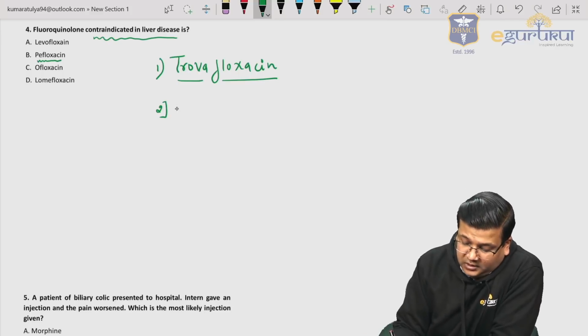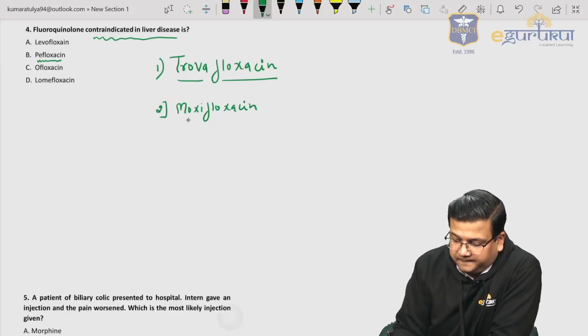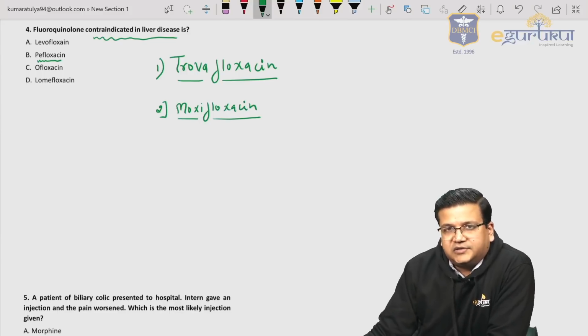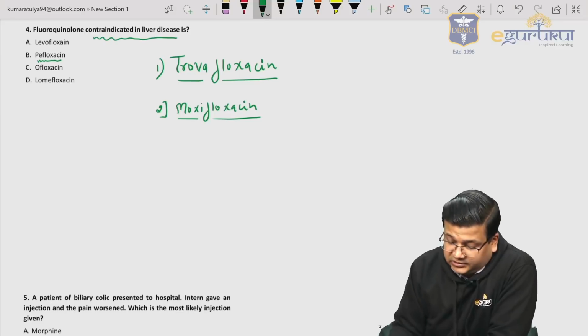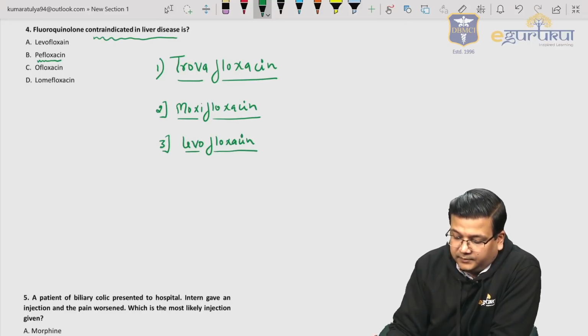What are those two? One is moxifloxacin. So moxifloxacin should be avoided in patients with acute liver disease, but again moxi is not given in the question. Then the next is levofloxacin. Levofloxacin should also be avoided in patients of liver disease.